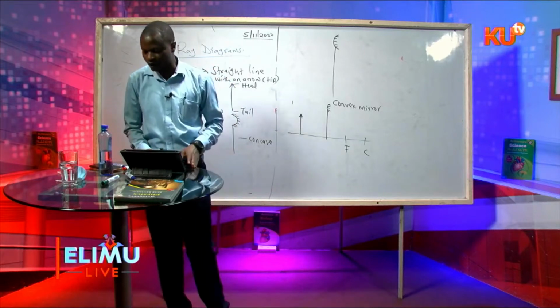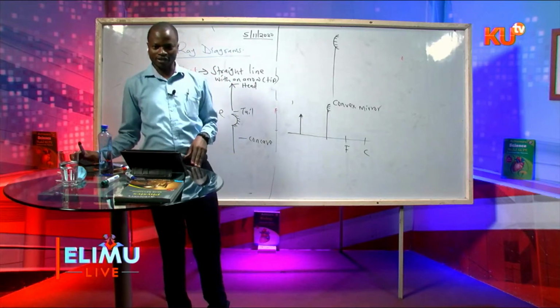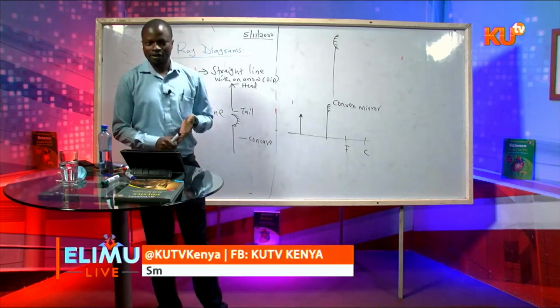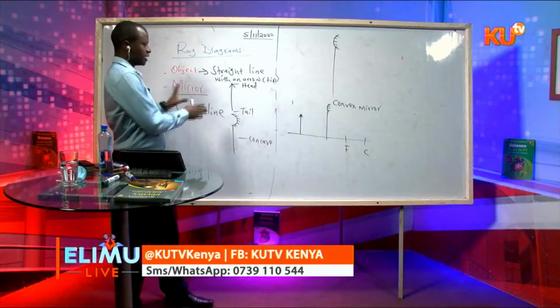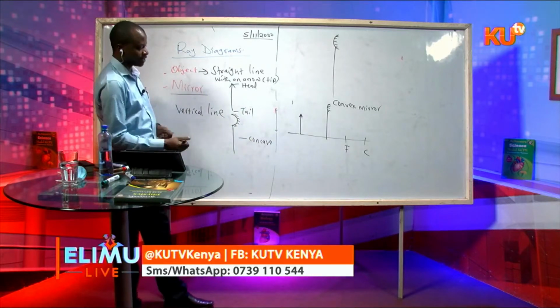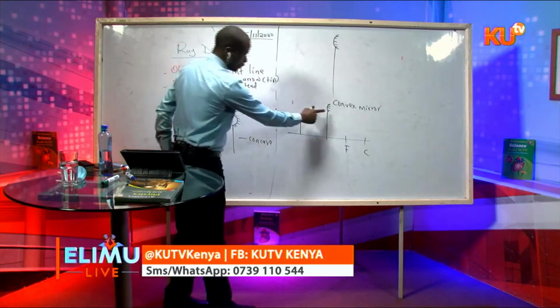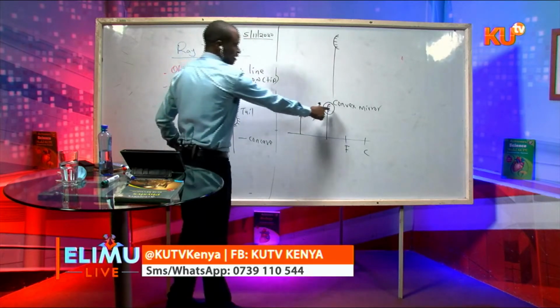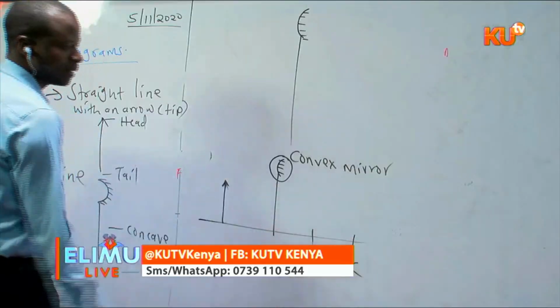Then I'm saying the question is okay. But the student is arguing, no, there's a problem. What was the problem with that student? The student had forgotten ray diagrams and how they are represented. So this one, you look at the top of this vertical line. That tells you the type of mirror. This was a convex mirror.